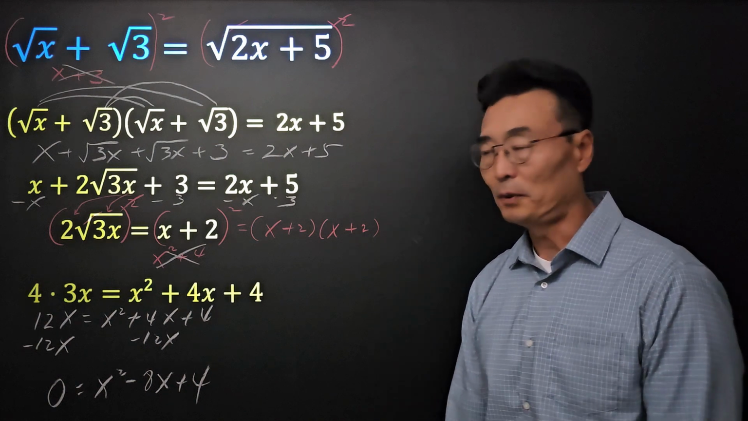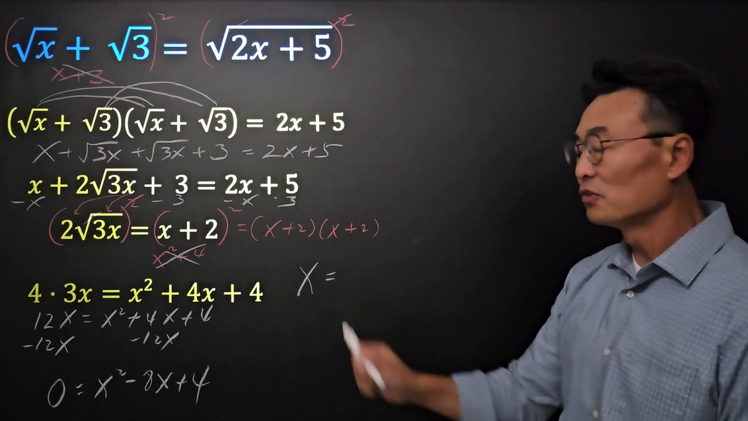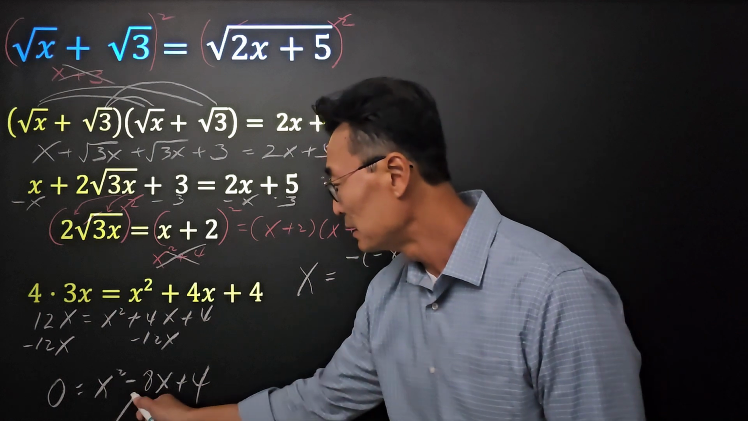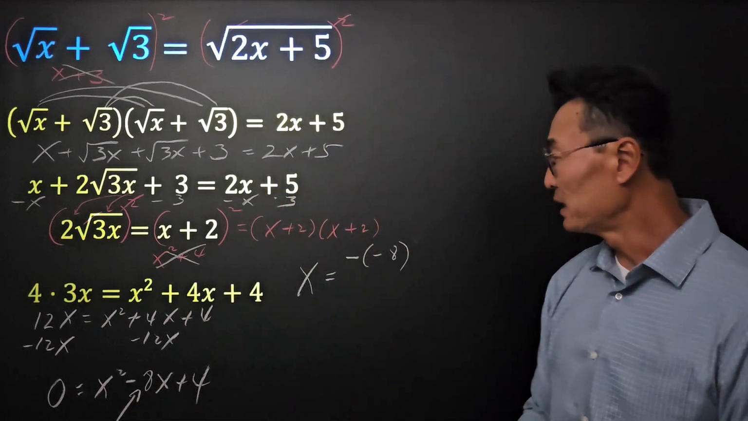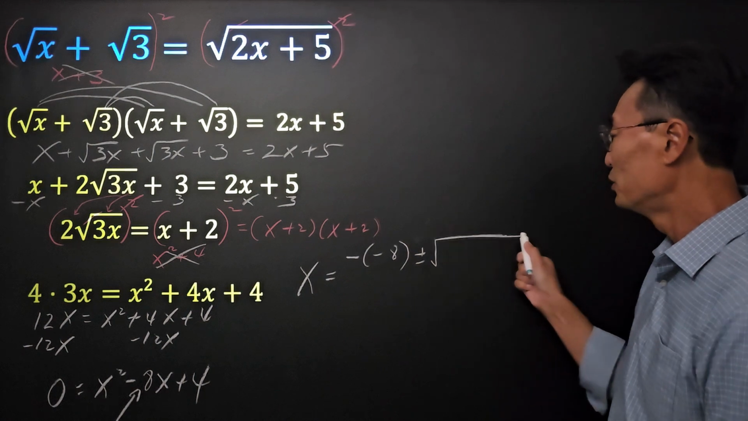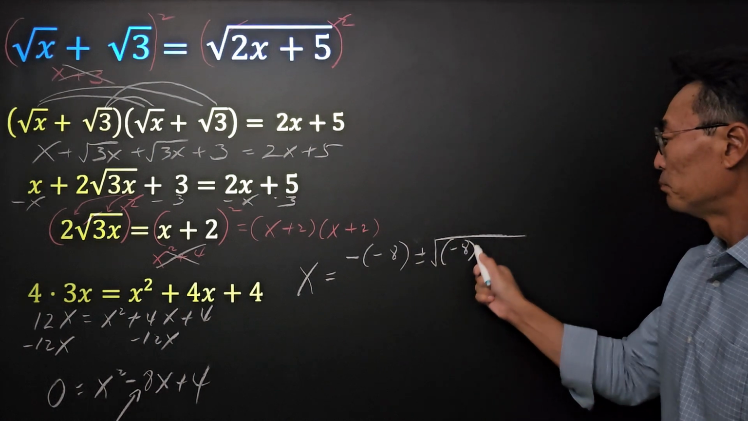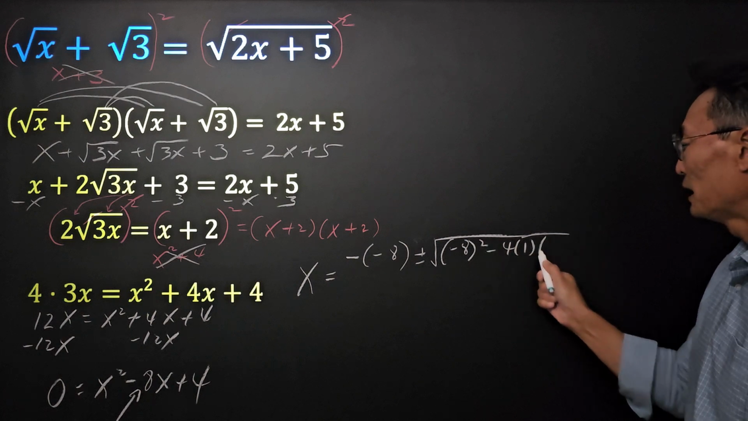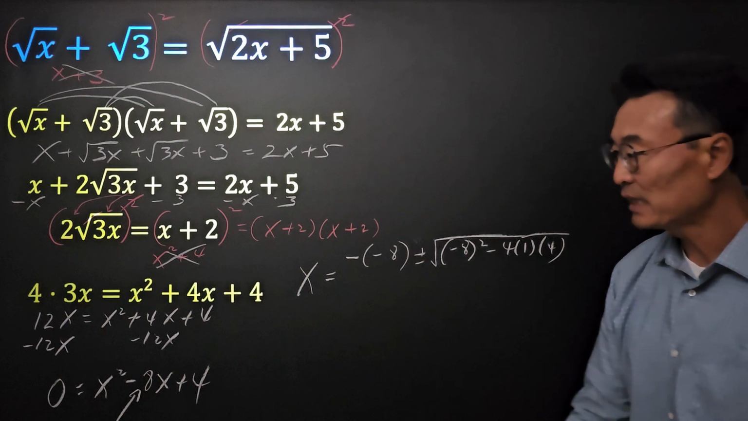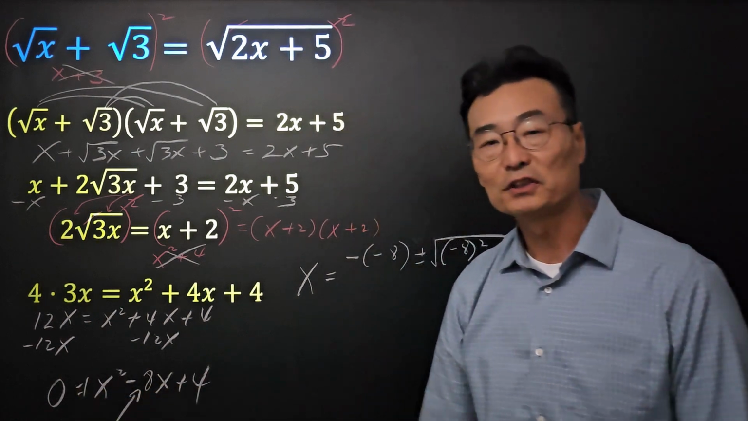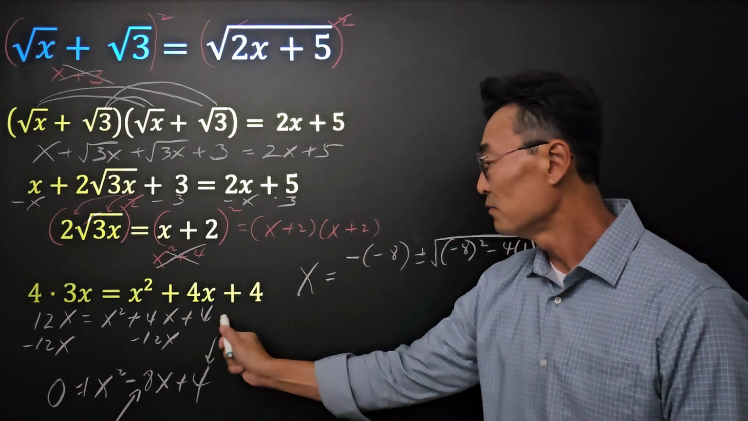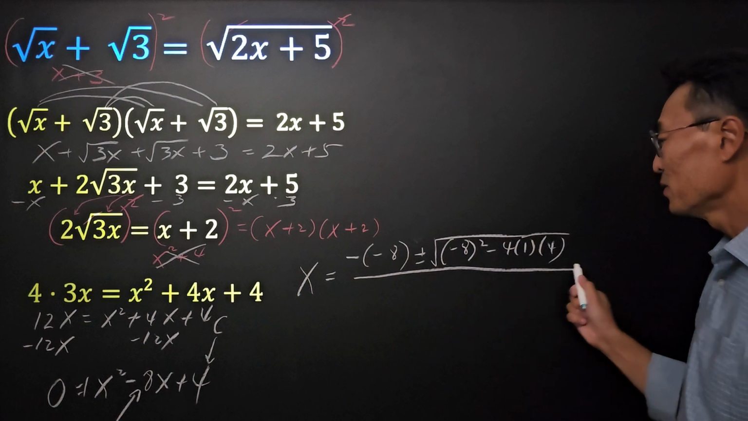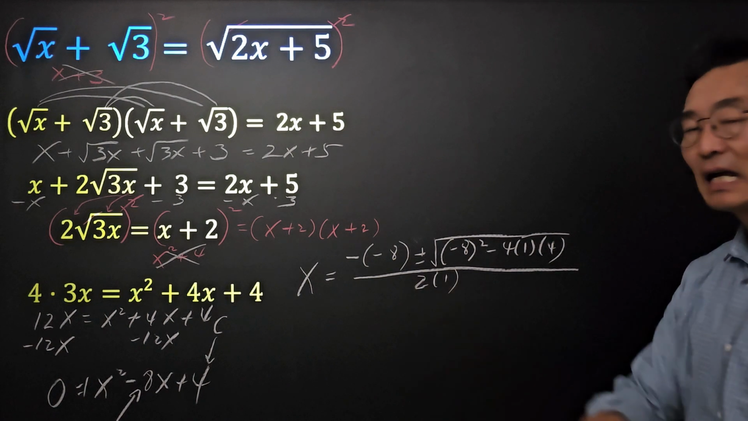I like to use the quadratic formula. So the quadratic formula is negative b, where b is going to be our negative 8, plus minus the square root of b squared minus 4ac. Again, a is going to be the coefficient of x squared, and then c is going to be the value 4. And then we're going to put all of this over 2a.